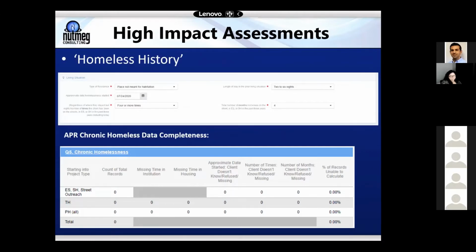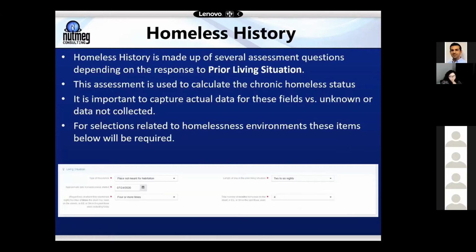And okay, so now homeless history. And again, this question was brought up a little bit earlier: how do we make sure that if the person is chronically homeless, we're actually capturing that? And that's where we get into that homeless history and chronic homeless evaluation, to make sure that everybody is collecting the data on those chronic homeless households in a manner that will accurately reflect whether or not they truly are chronically homeless. So homeless history is made up of those several assessment questions that are associated with prior living, and it's used to calculate the chronic status.